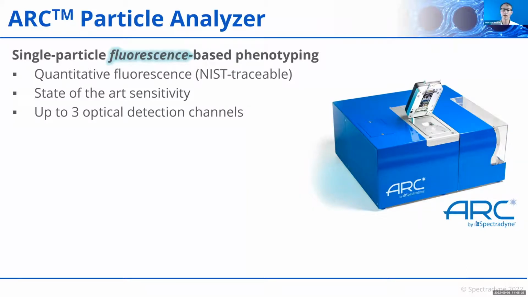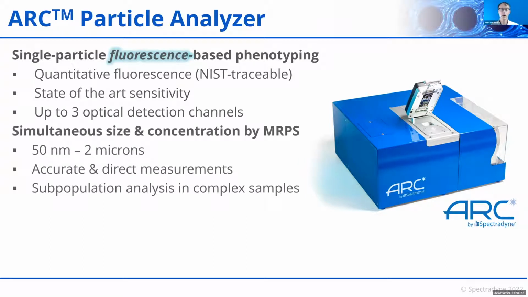The ARC specializes in quantitative fluorescence measurements using native NIST traceable units. And as we'll see today, its sensitivity is state-of-the-art in up to 3 optical detection channels. Particle concentration and size are measured electrically by MRPS from 50 nanometers and up, ensuring accurate measurements and ultimately complete subpopulation analysis in even highly complex samples.